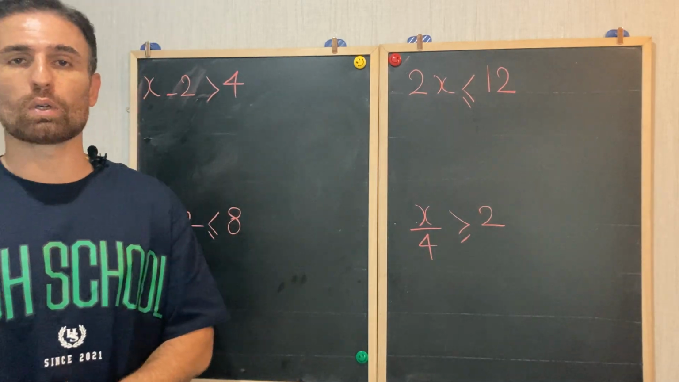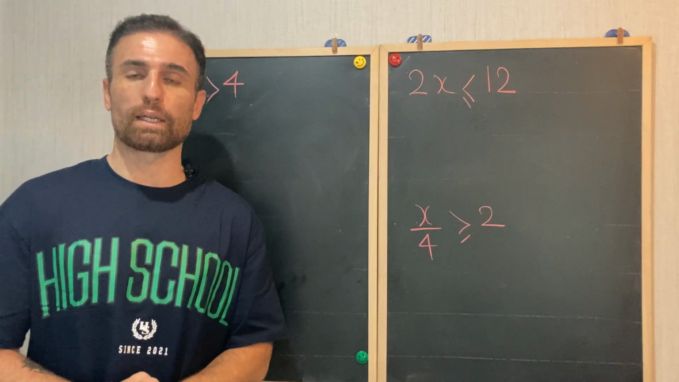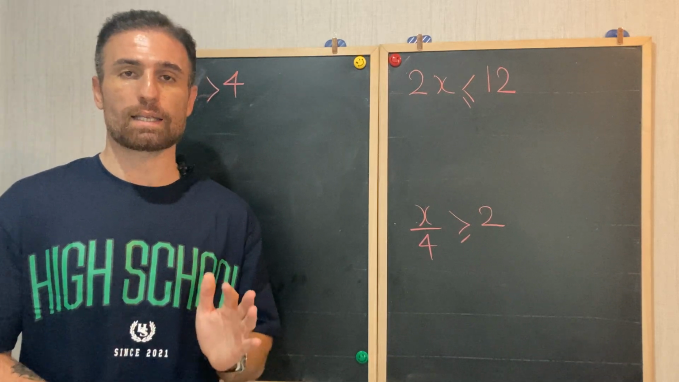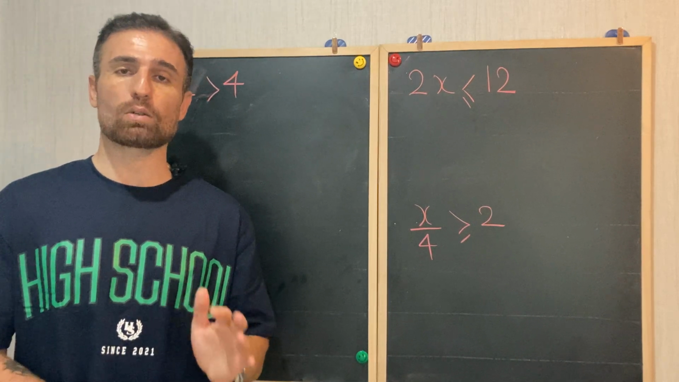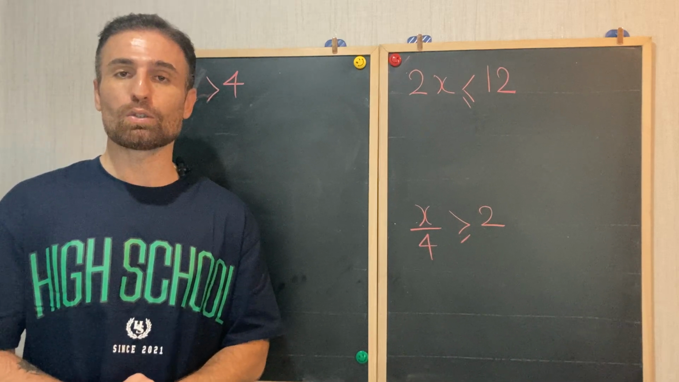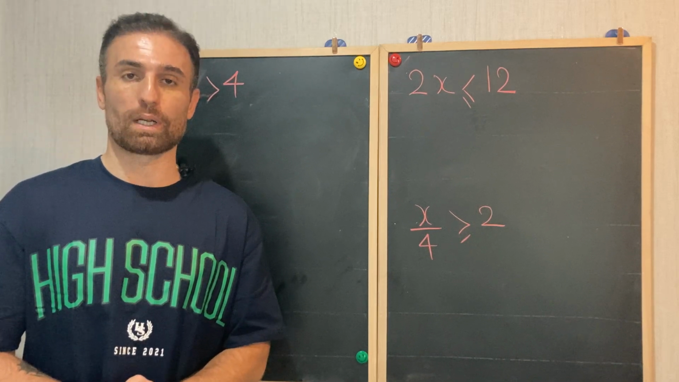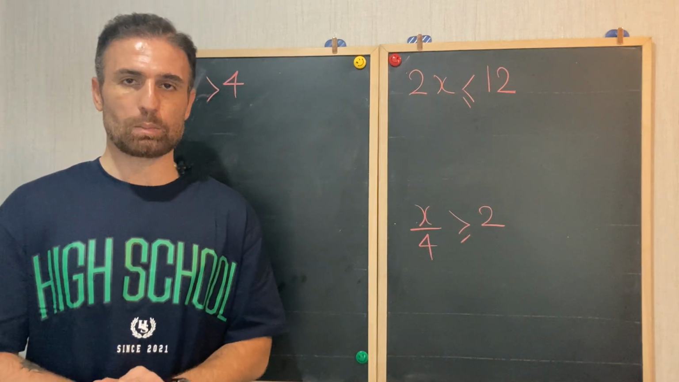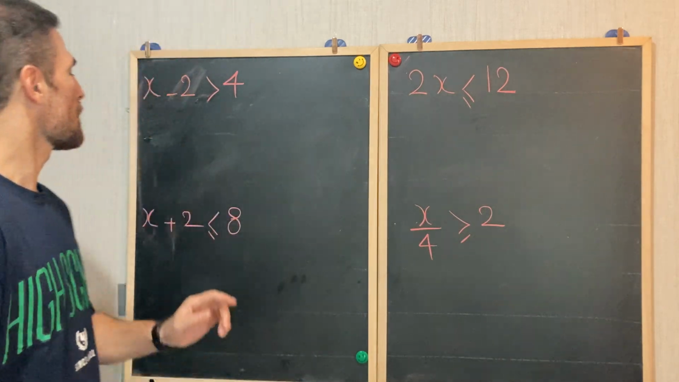To solve inequalities, we need to isolate the x. This is the first step. But how can we isolate the x? To isolate the x, we need to use reverse operation. But what is this? Let me explain it more.